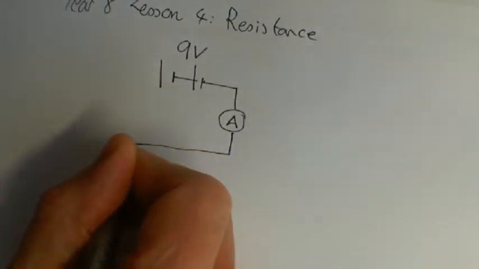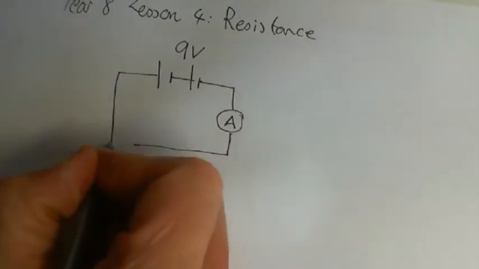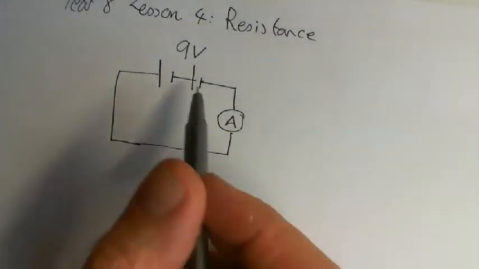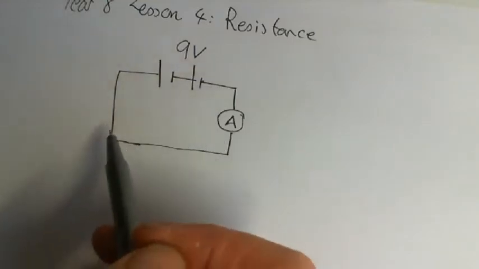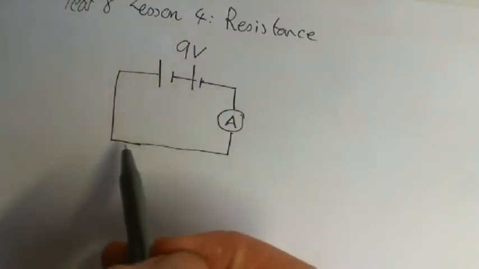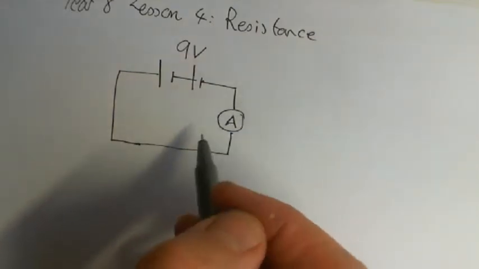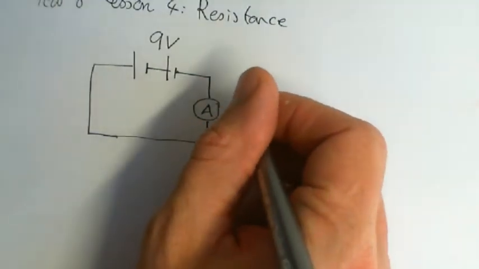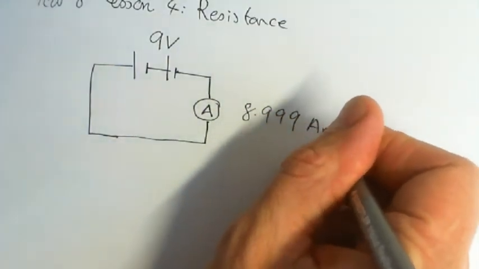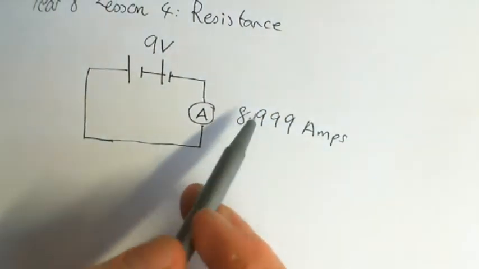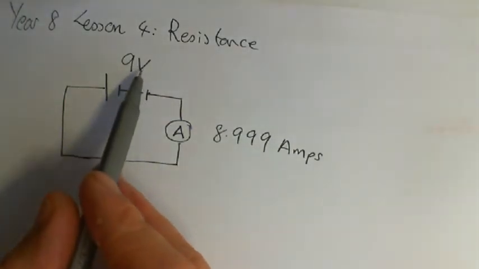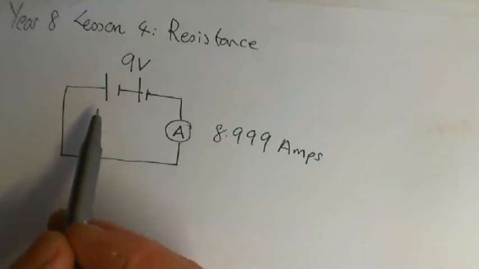For example, this circuit here would be a really easy circuit because there's just a wire. It's not doing any work, so that would have a really low resistance. So the current on this one would be something along the lines of 8.999 amps, for example, because you're getting nearly the same amount of current as what you put in as voltage. You haven't lost much yet.